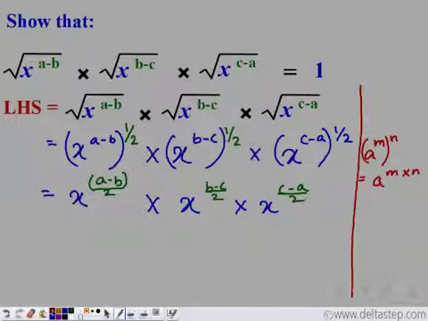We know that if the base is same and two exponential numbers are multiplied, then their powers are added. So these are two exponential numbers multiplied with the same base. So we add their powers. Let's do the same for this. So these are three exponential numbers with the same base. So we can add their powers.